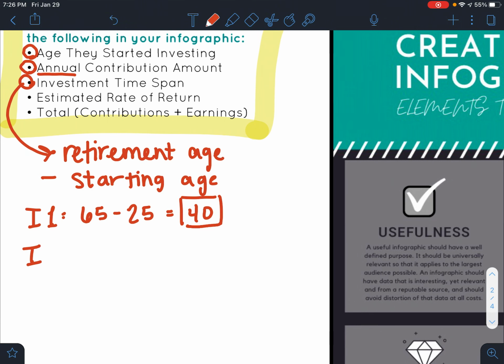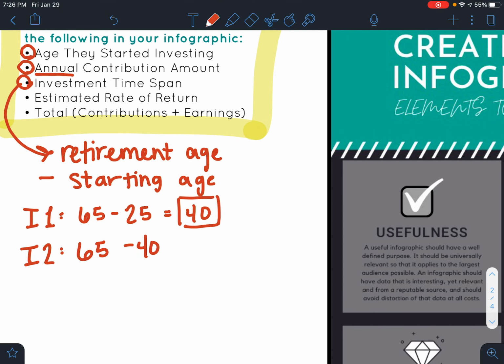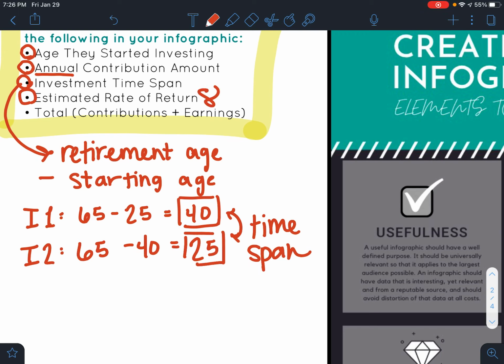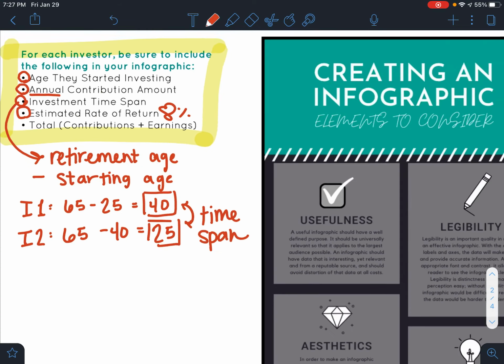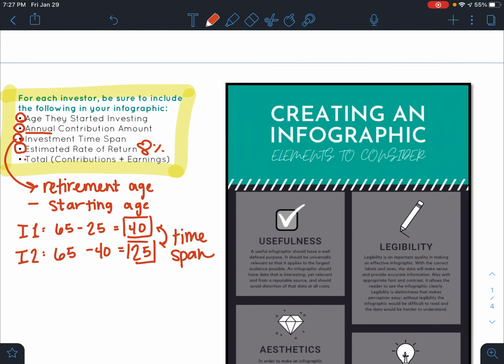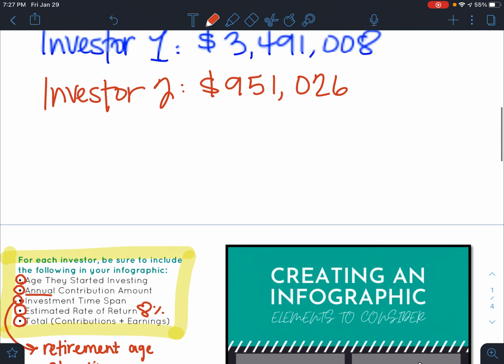For Investor 2, I'm going to write I2. That'd be 65 minus 40, because they didn't start investing until they were 40. That is 25 years. So these 2 numbers represent the investment time span. So I'm just asking you to somewhere include that. And again, I'll show you an example of how you can do that. The estimated rate of return for each, that was 8%. And the total contributions or earnings, that last part, that total contributions, that's what the calculator is going to give you.